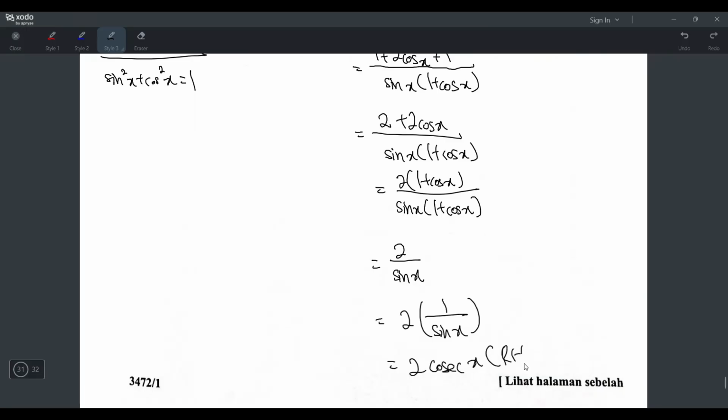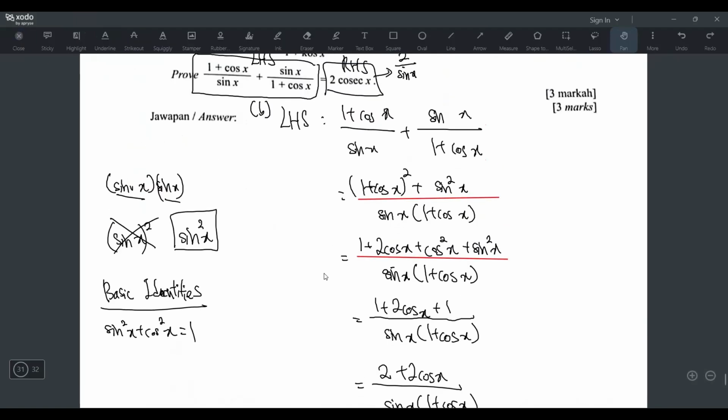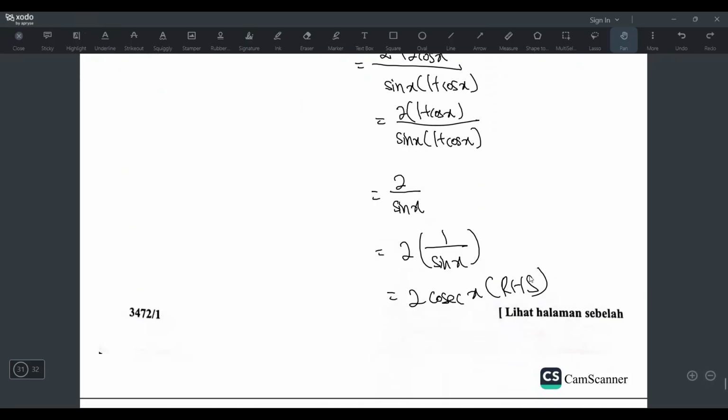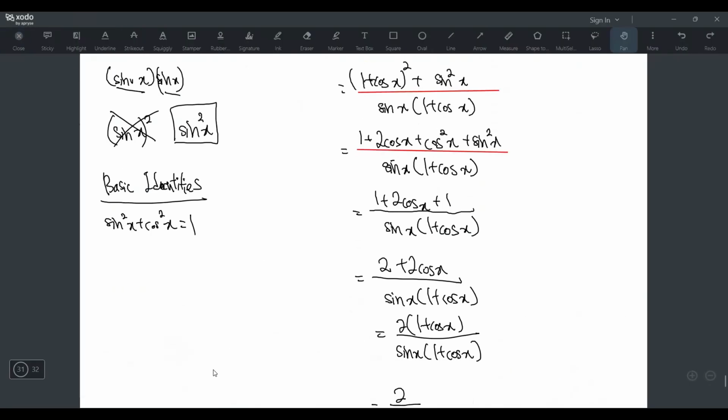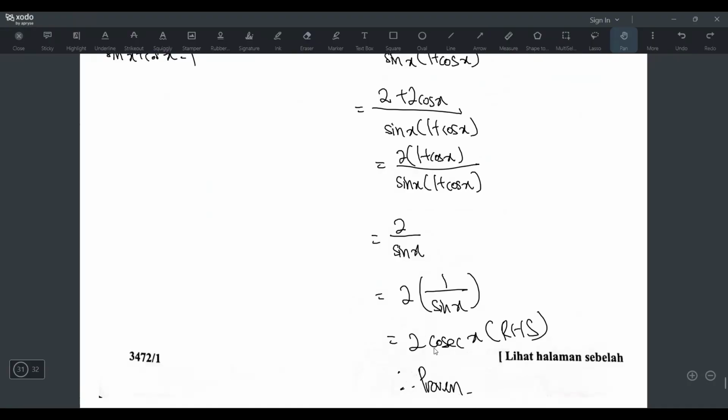Right hand side. So I start from the left hand side, and then I do all this, and then I have successfully changed it to the right hand side. So it is proven. Okay, so that's the answer. We want the answer to be 2 cosec x. So that's my final answer.